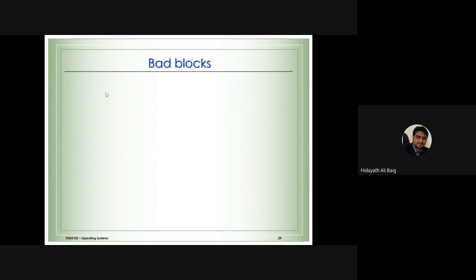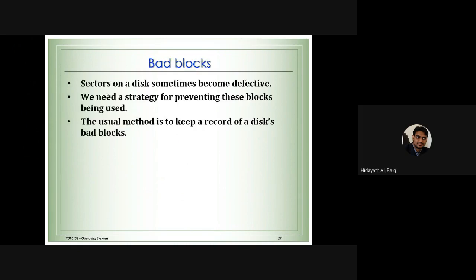Sometimes some of the disk blocks we have talked about become bad. So what do we mean by bad? Some kind of problem may happen to them where we cannot read or we cannot write data onto those disk blocks. So they are bad blocks. I'm using the word block, but I told you that a sector is the smallest part we can address, so we call it a block. Sometimes sectors on the disk become defective.